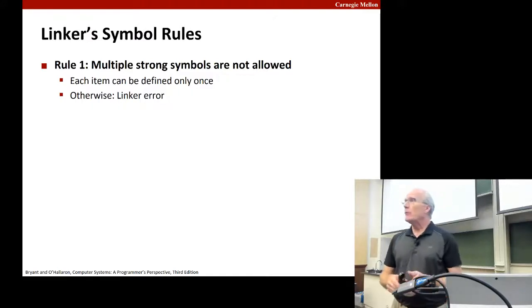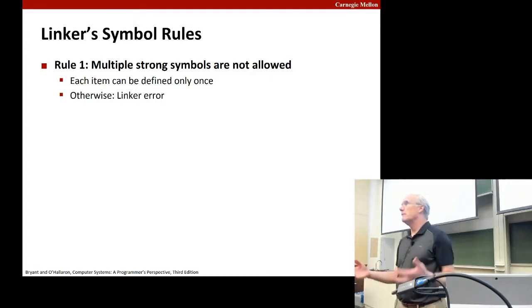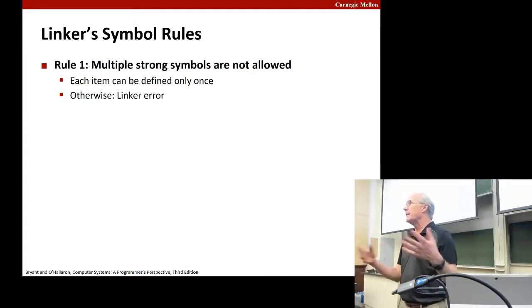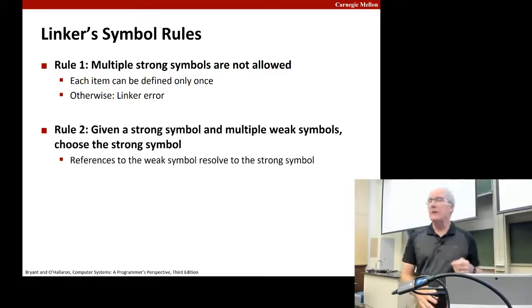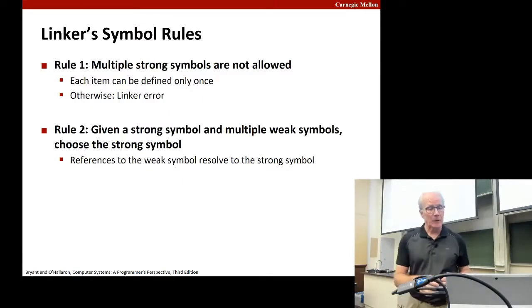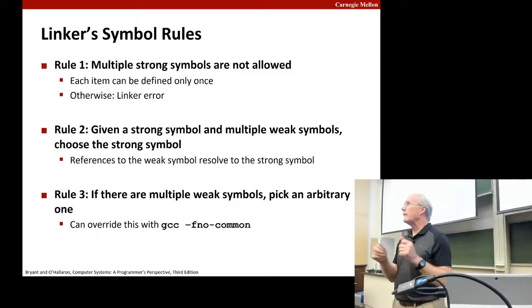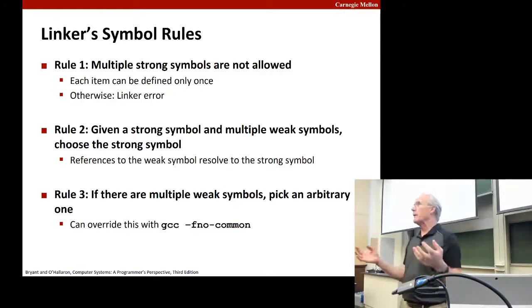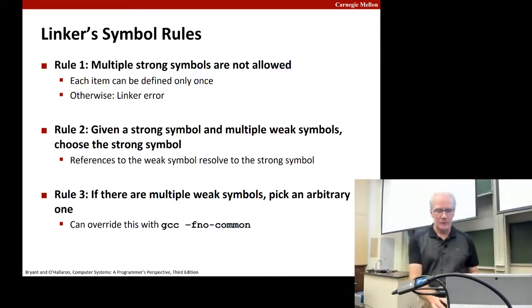And so the general rule is if you have multiple strong symbols, then you'll get a linker error. It'll say multiple declarations, and it won't link your code. The other rule is if there's a strong in one place and a weak in another, then the strong beats the weak, as you can imagine from the name. And if there are multiple weak symbols, and this is the kludgy part, it'll just pick one and say, okay, that looks good, we'll use that one, which can get you into trouble. So let's look at some problematic aspects of these rules.